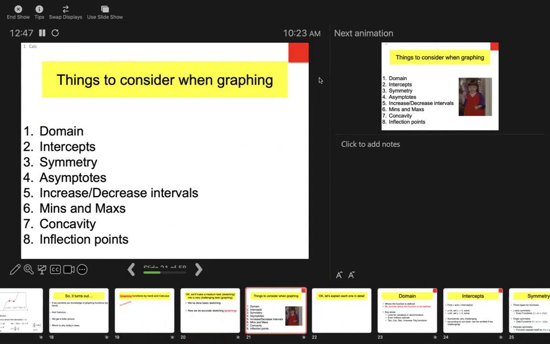All right, in the first box, we're going to write down the 8 steps. These are the things that we are going to consider when we're actually doing this graphing.